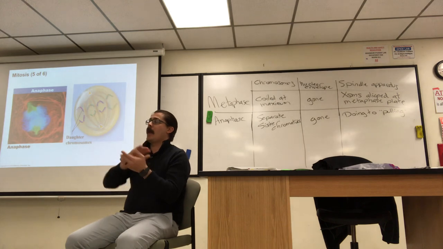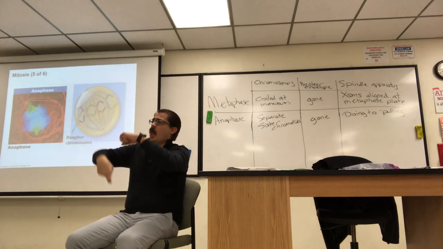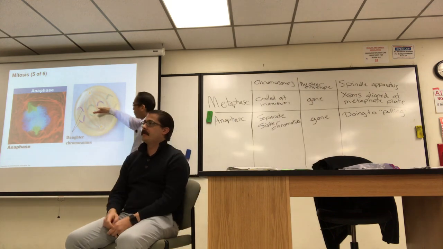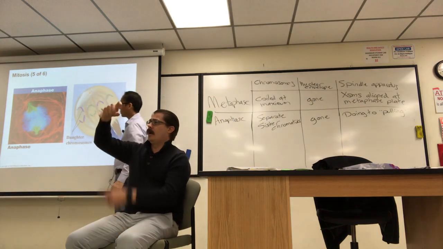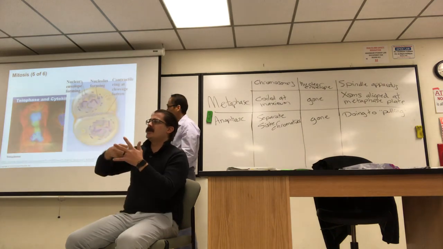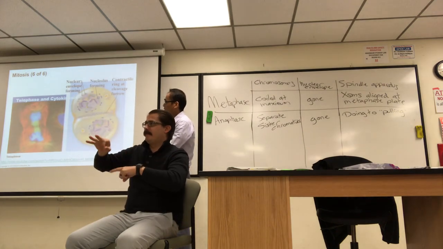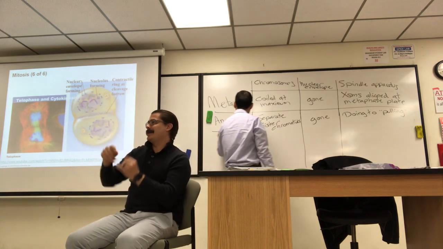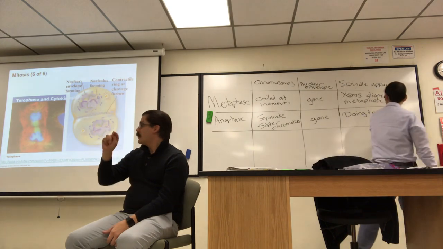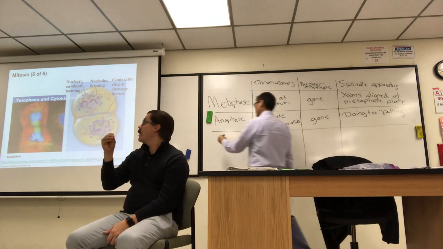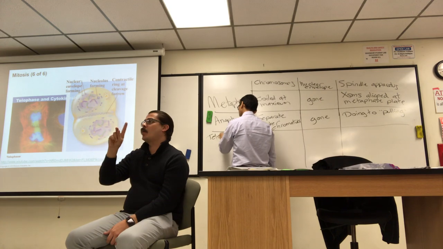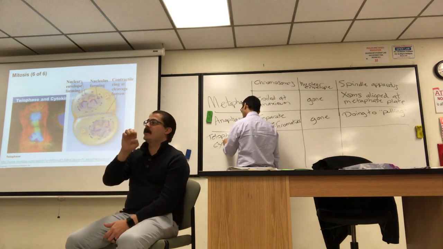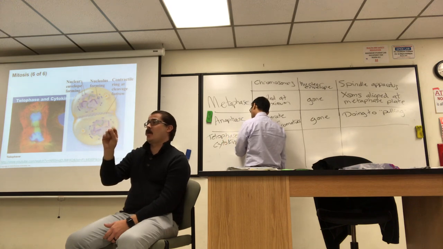And so you pull it all the way. You pull one half of this set of replicated DNA all the way to this side and the other all the way to this side, and you start to pinch the cell off in the middle. And that's the last phase, called telophase/cytokinesis.